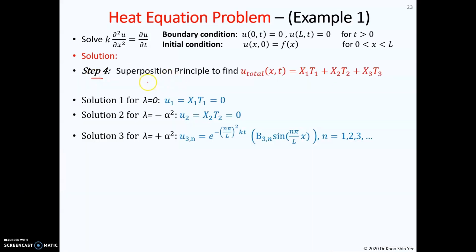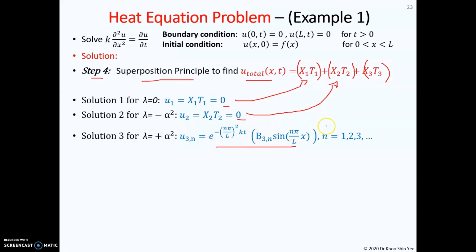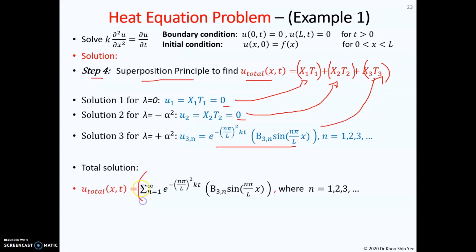In step 4, you need to perform the superposition principle to find the total solution for the PDE by combining the solutions obtained for the first case, second case, and third case. So for the first case, you have 0, you can substitute. Second case, you have 0. Third case, you have this in the sine term. So after you substitute inside, you have the summation of the U3 solution here from n equal to 1 to infinity.